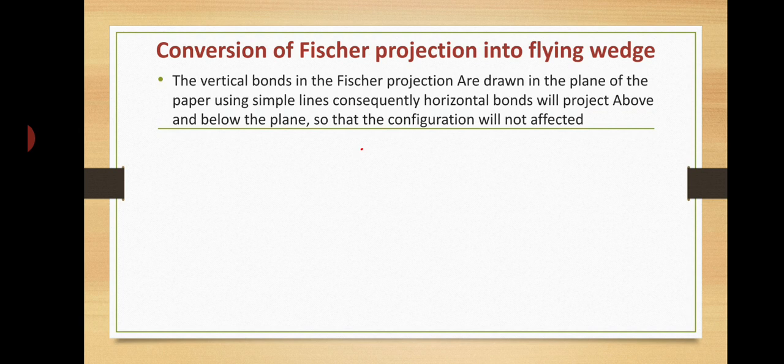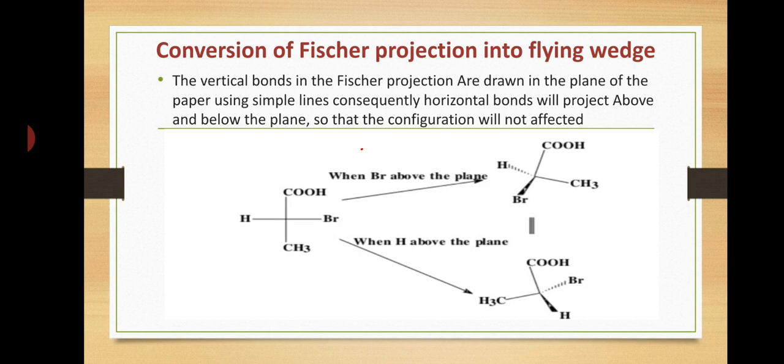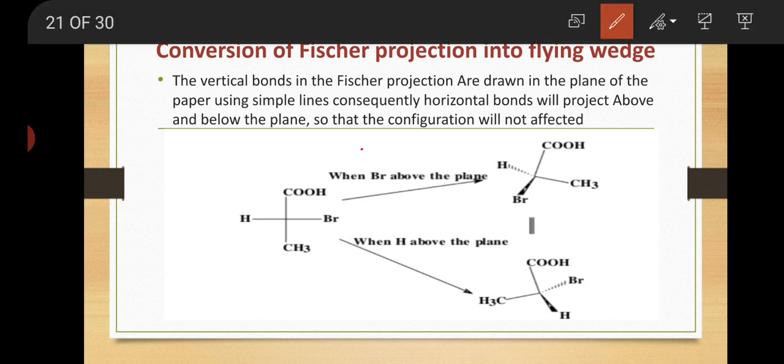The vertical bonds in the Fisher projection formula are drawn in the plane of the paper using simple lines. Consequently, horizontal bonds will project above and below the plane so that the configuration will not be affected. Let's take an example. Here is the Fisher projection formula of a chiral molecule.